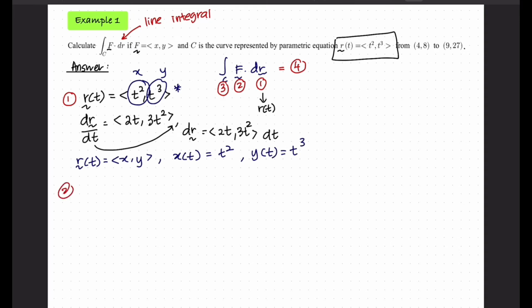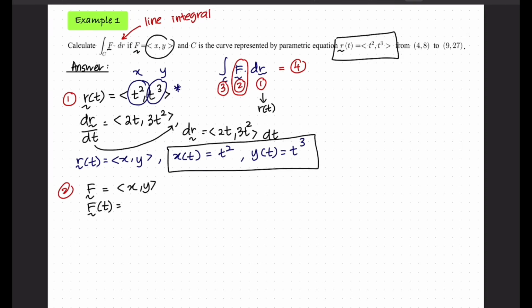Step number 2, find F(t). From the question, vector F equal to (x, y). We want to find F(t), so change x and y to t. From step 1, we know that x equal to t square and y is t cube. Next, step number 3, find the limit. Find t0 and also t1.